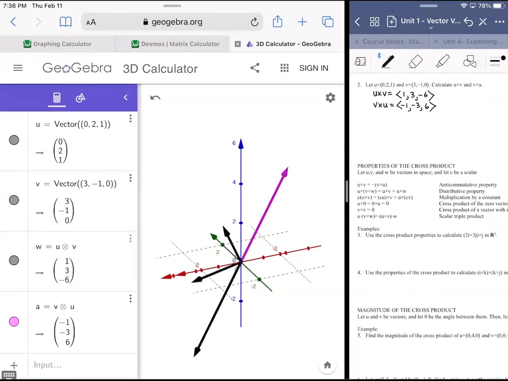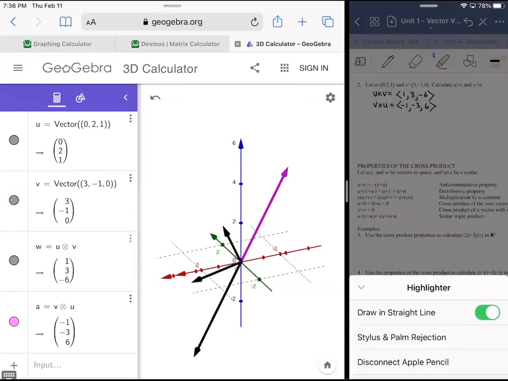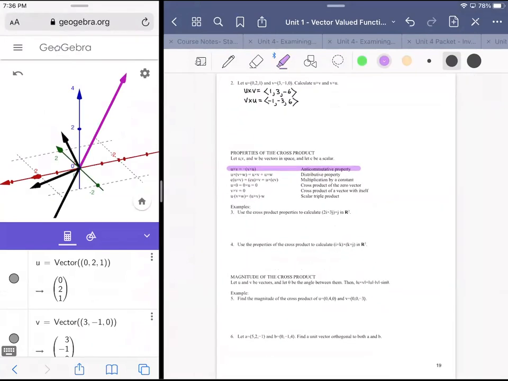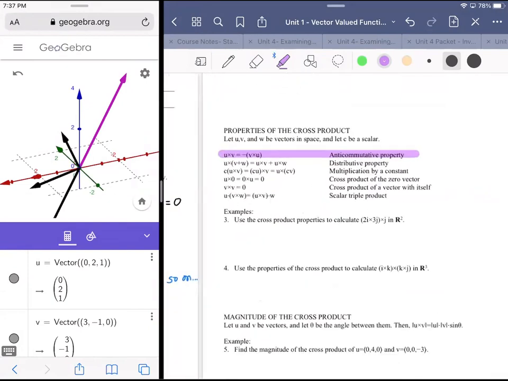It's called the anti-commutative property. All right, so actually let me bring this back now. So that's this relationship here. So it really actually does matter the order in which you cross two vectors. All right, so we've got to be mindful of that. And the challenge is making that determination without always having to resort to GeoGebra.